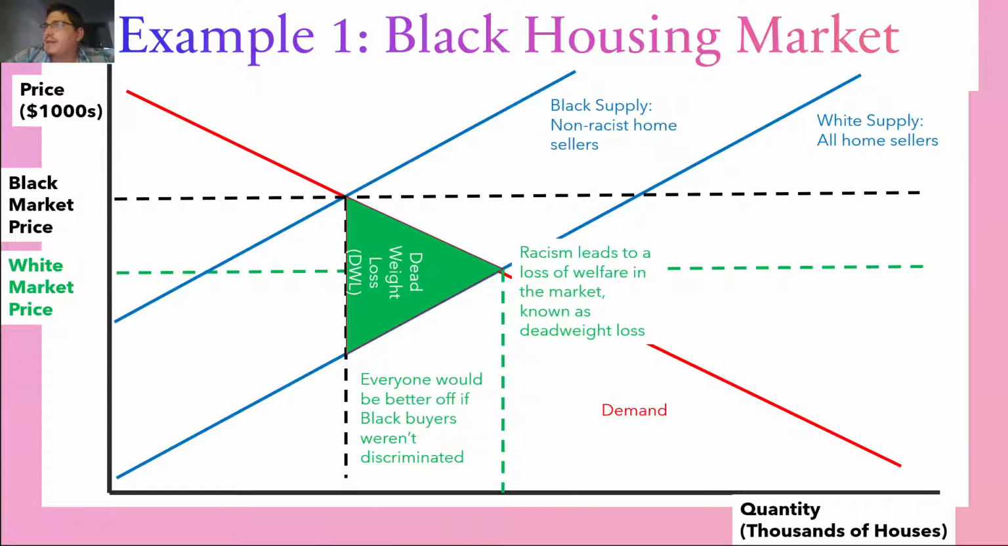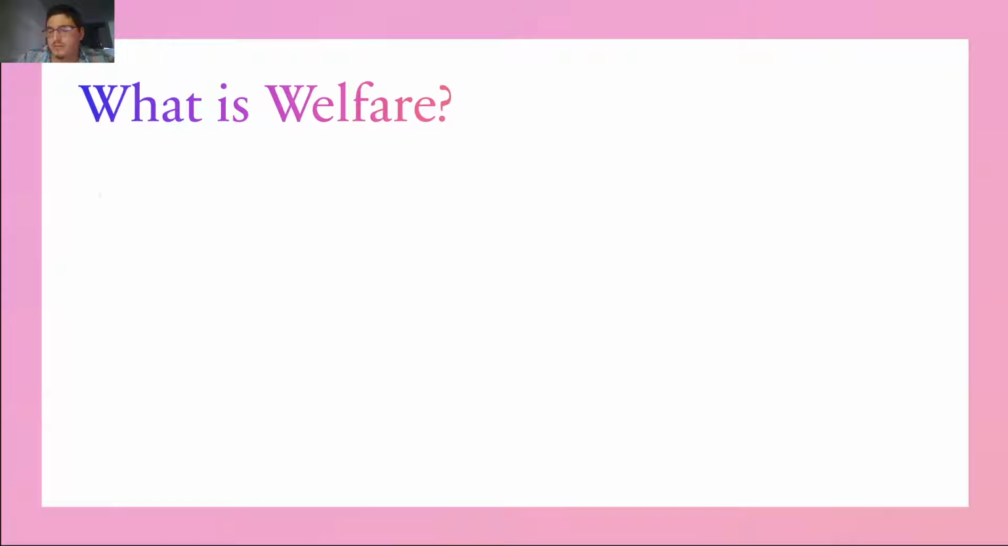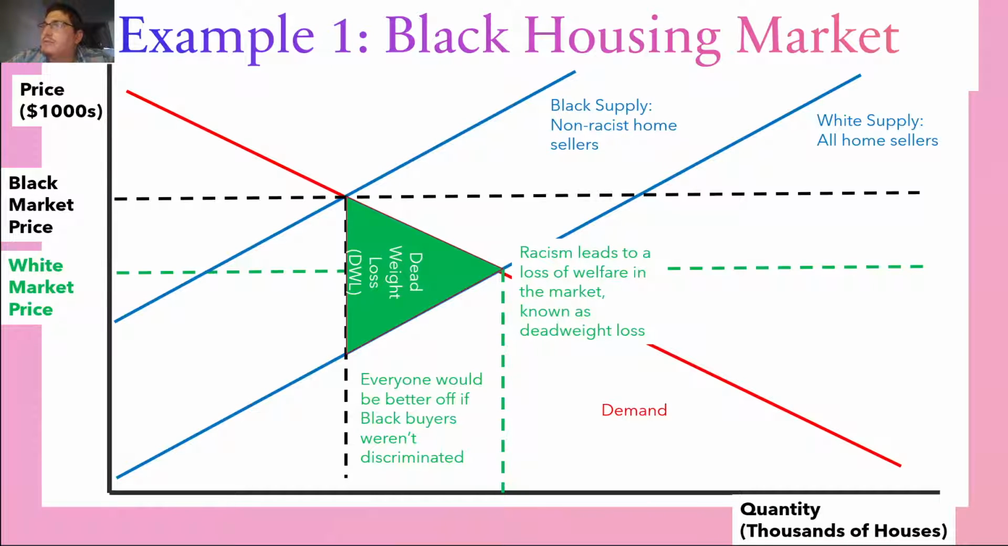So this racism in the market here is going to lead to a loss of welfare. In economics, we call this a deadweight loss, and this deadweight loss has some meaning here. It represents something, which I thought I had on the next slide, but I don't. So that deadweight loss, that's the lost trade. That's this trade that should have happened between this black line and this green line. Those homes should have been exchanged.